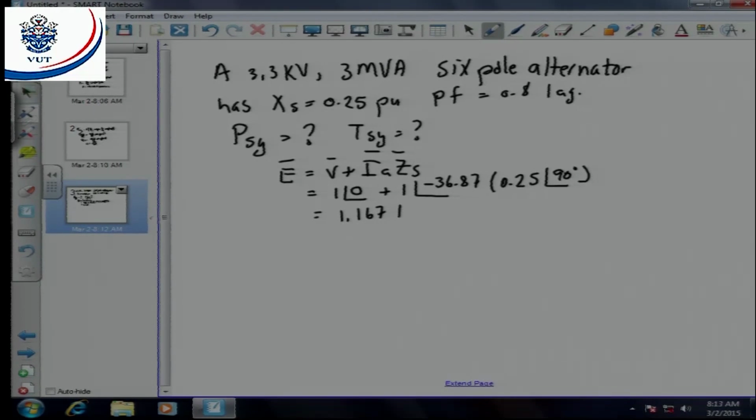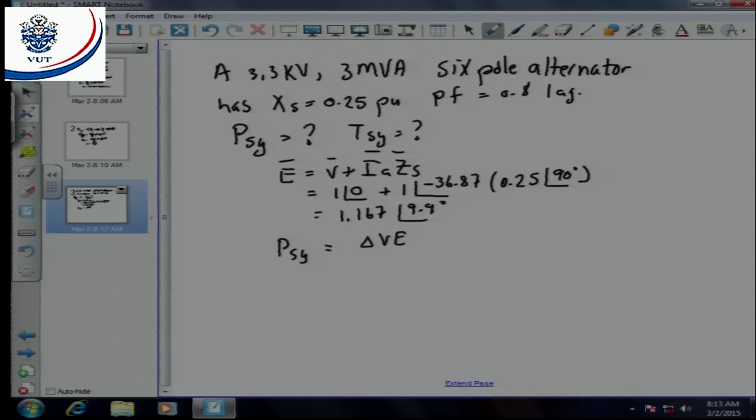To convert back to actual power, P synchronizing is P synchronizing per unit times S, which gives us 0,241 times 0.3, which is equal to 723 kilowatts.